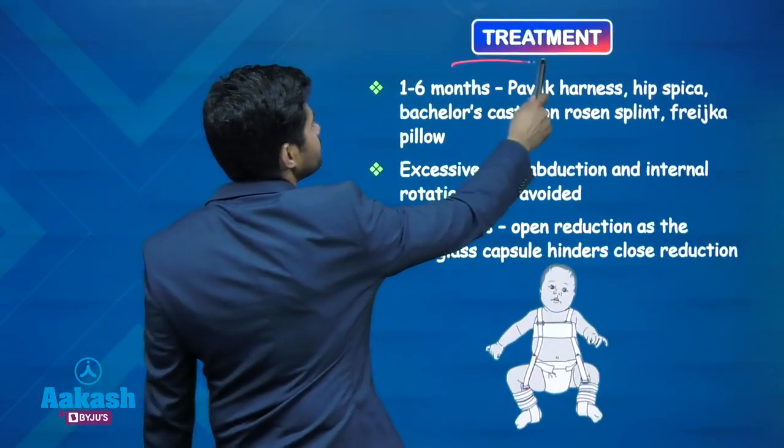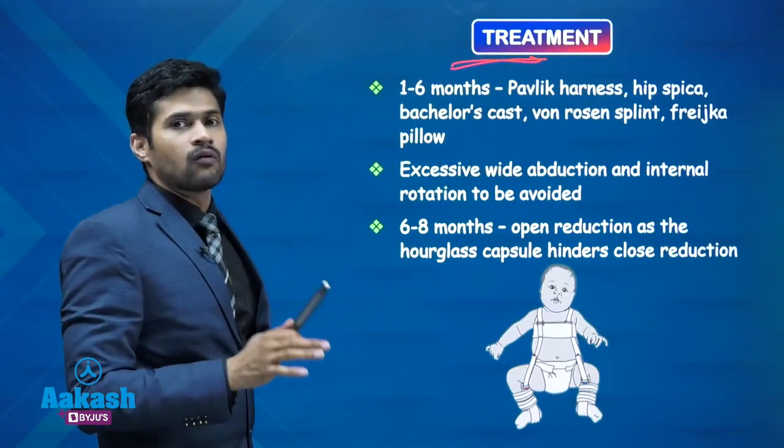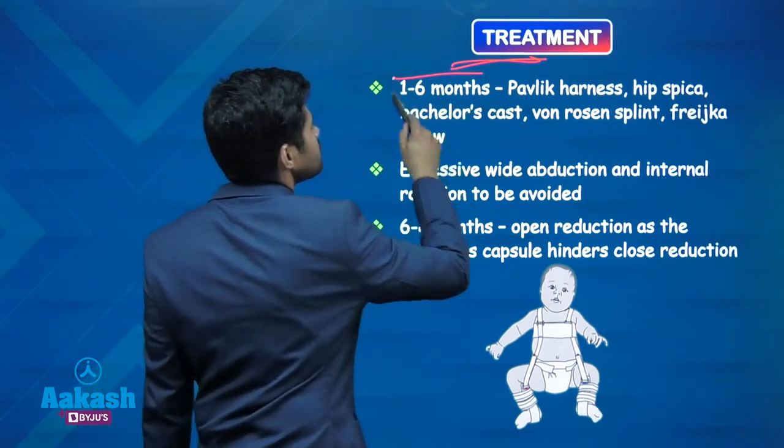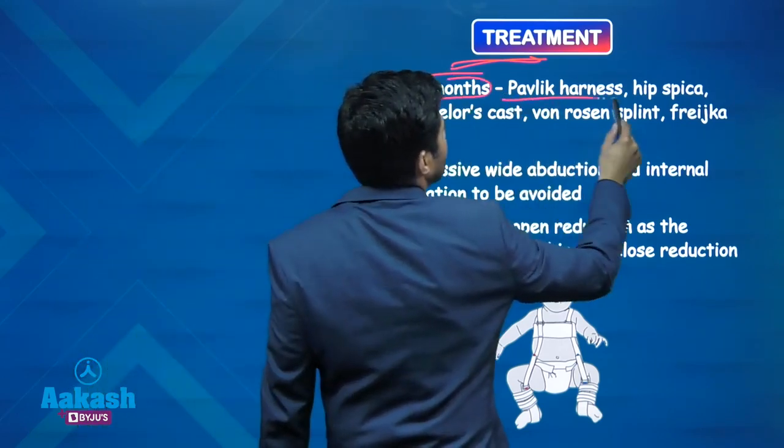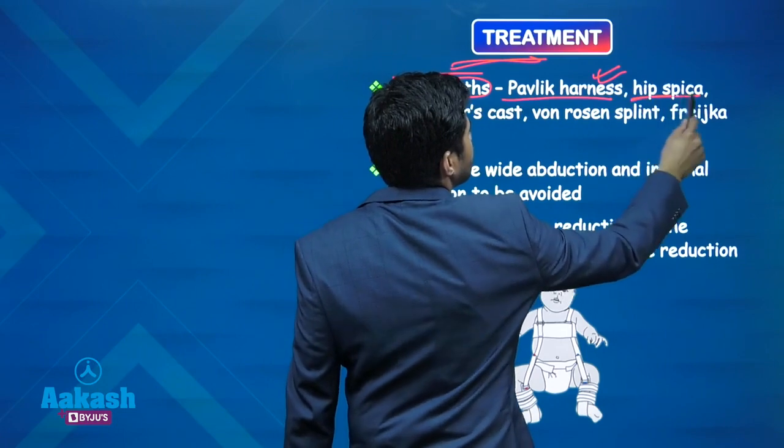So how do we treat? Remember, by age groups, how we are treating. In 1 to 6 months of age, we go for Pavlik harness or hip spica.